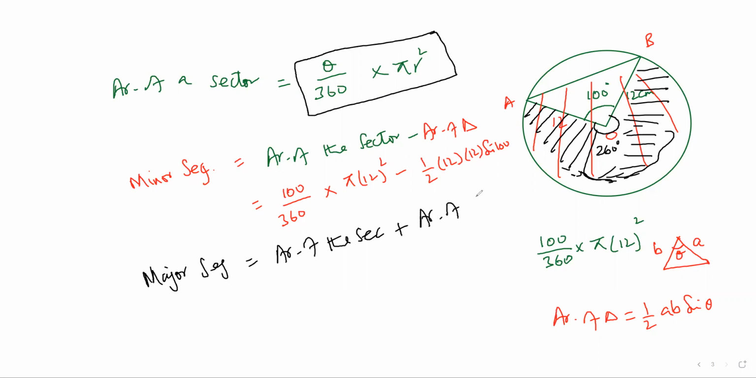So you look at this, now you can write it down as, again, the angle of the sector is going to be 260 over 360 times pi into the radius, which is 12, 12 square, and then plus area of the triangle, half into 12 into 12 into sine of this 100. The angle of the triangle is still 100. You can change that, okay? So that is how you can find the area of the segment.